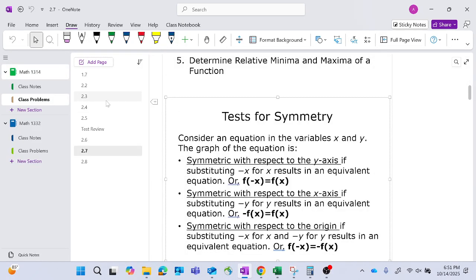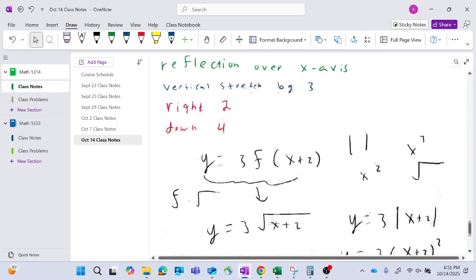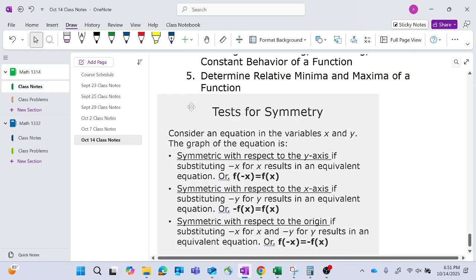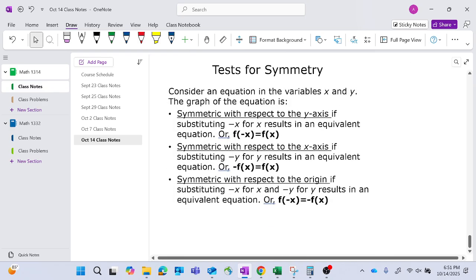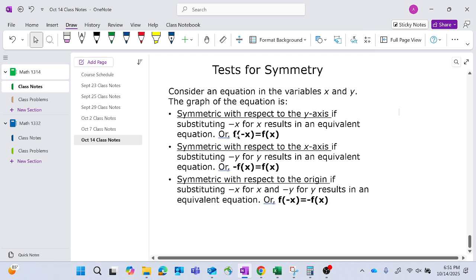So these are tests for symmetry. You do need to know these. These are kind of confusing, so I'm going to try and make it as simple as possible. You have 3 types of symmetry: it can be symmetric over the y-axis, symmetric over the x-axis, or symmetric over the origin. What I have bolded is how you prove it with equations.